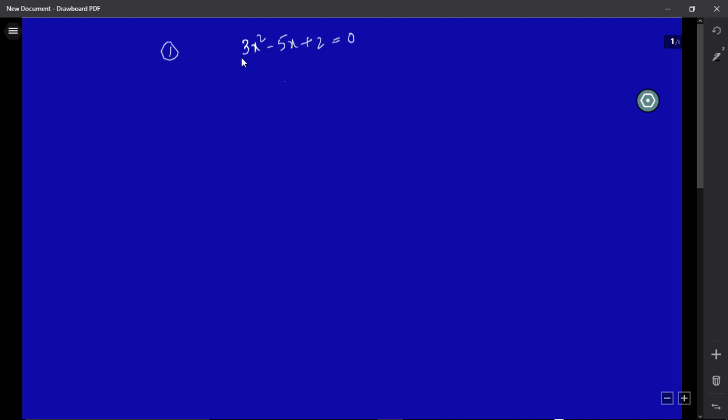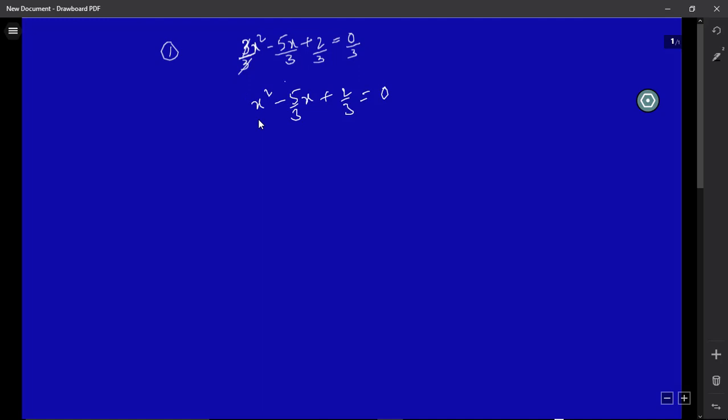I told you in the very beginning, you have to make sure the coefficient of x square should always remain 1. Here in our case the coefficient of x square is 3, so to remove 3 I'm going to divide this complete equation by 3. The left hand side and right hand side, I'll completely divide by 3. This 3 and this 3 get cancelled. I get x square minus 5 by 3x plus 2 by 3, 0 by 3 is 0. So now the coefficient of x square is 1.